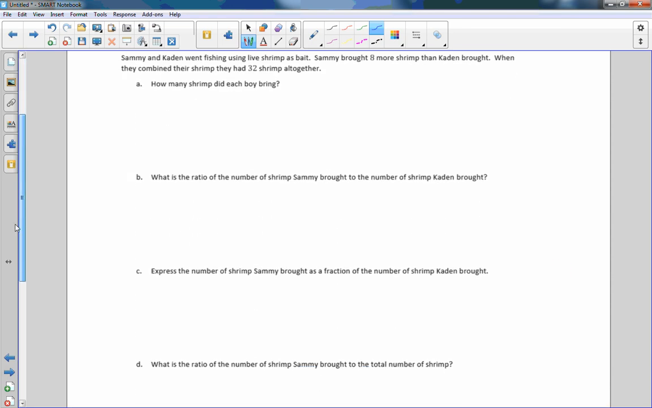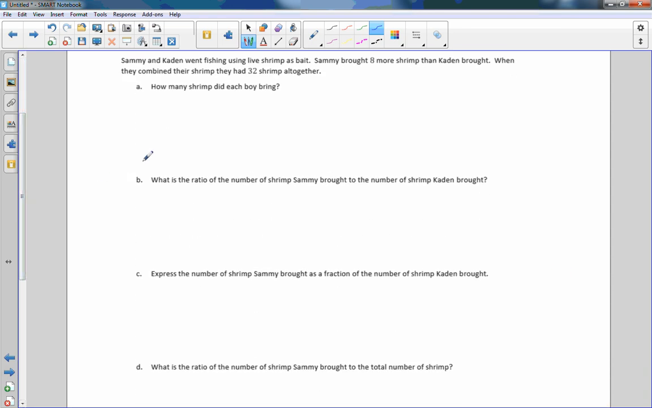Exercise 1. Sammy and Caden went fishing using live shrimp as bait. Sammy bought 8 more shrimp than Caden bought. When they combined their shrimp, they had 32 shrimp altogether. How many shrimp did each boy bring?